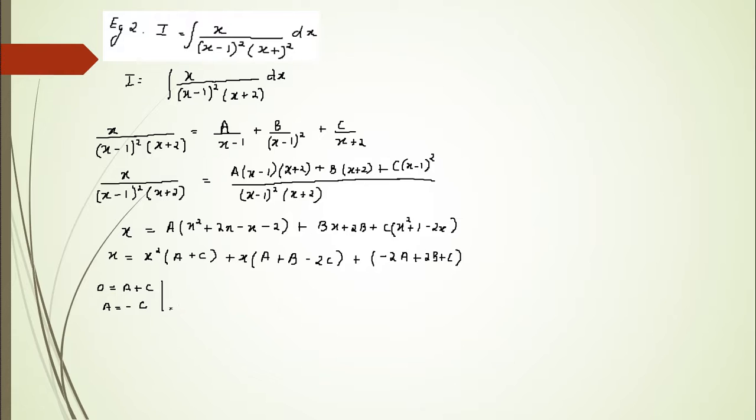Now if I compare the coefficients of x, then I'll get 1 is equal to a plus b minus 2c. Right, now for a is minus c, so I can write 1 is equal to minus c plus b minus 2c, so I get 1 is equal to b minus 3c.